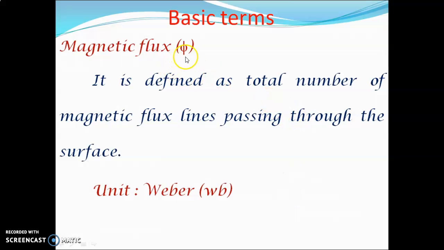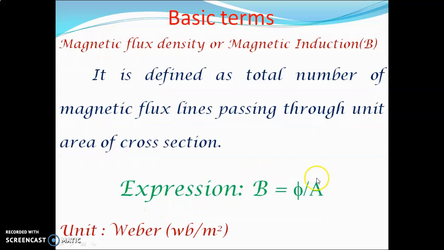Magnetic flux, that is phi, is defined as the total number of magnetic flux lines passing through the surface. The unit of it will be Weber. Magnetic flux density or magnetic induction is the total number of magnetic flux lines passing through a unit cross section area. The expression will be B is equal to phi by A.